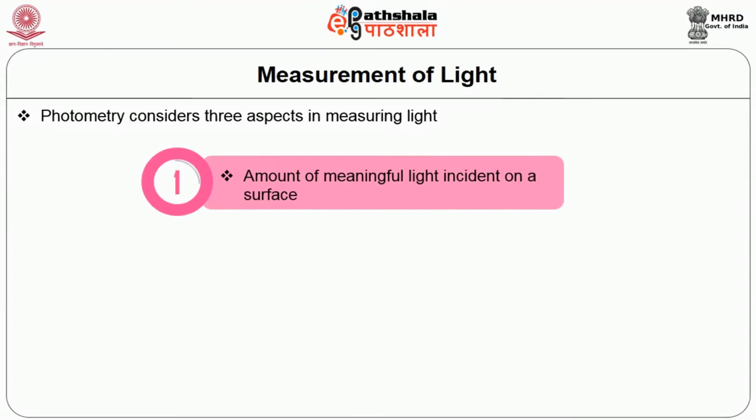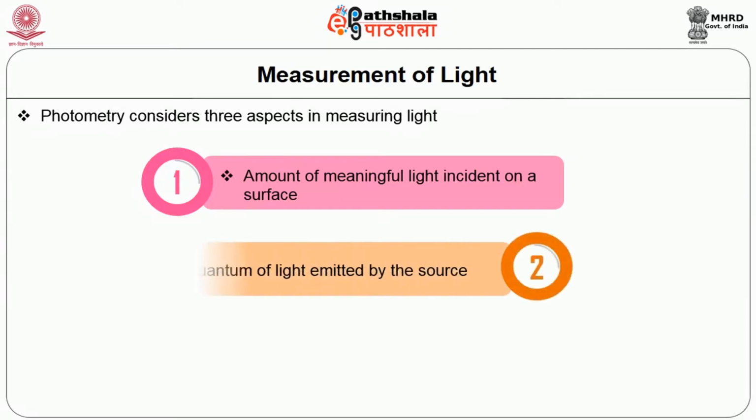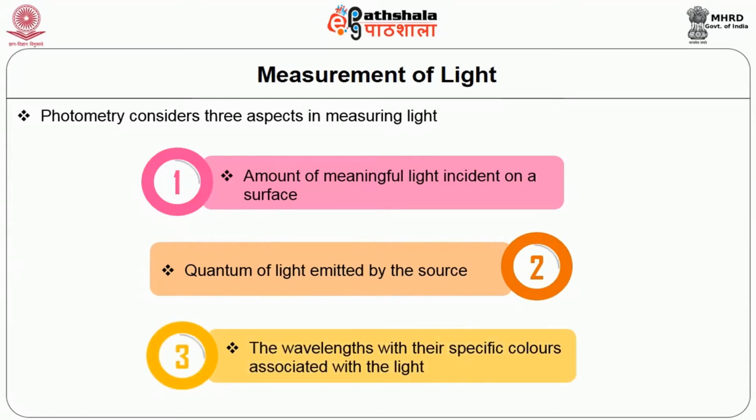1. The amount of meaningful light incident on a surface. 2. Quantum of light emitted by the source. And 3. The wavelengths with their specific colors associated with the light. Here lies the significance of luminosity function. You may wonder how and why.